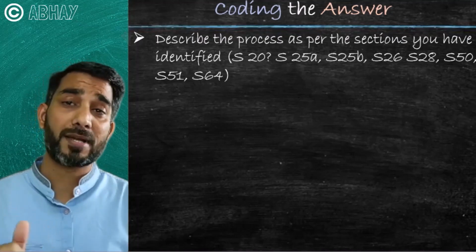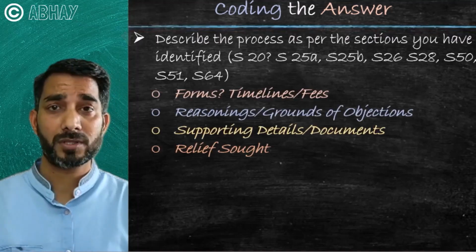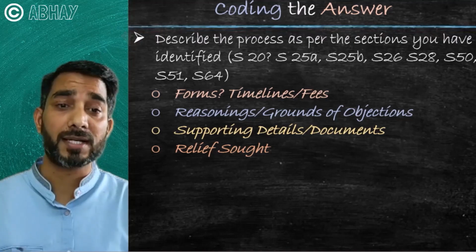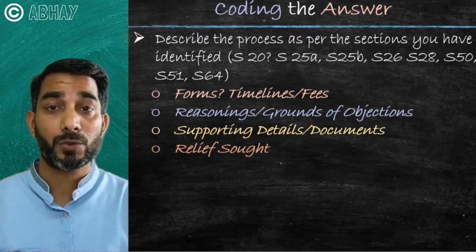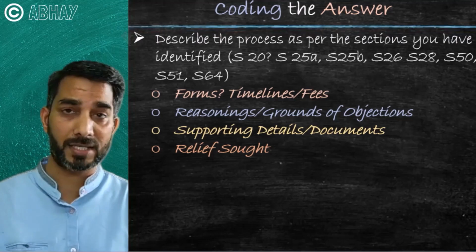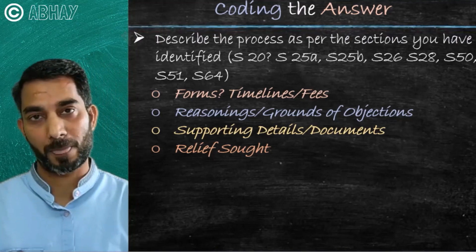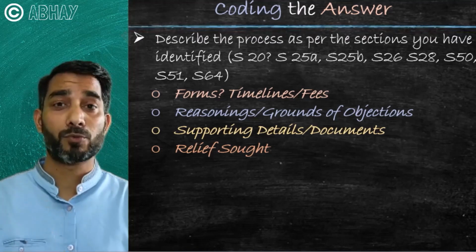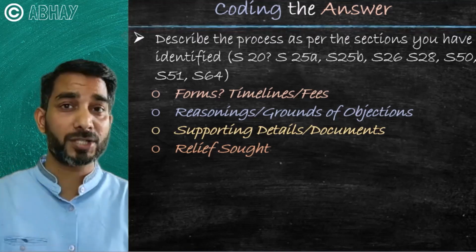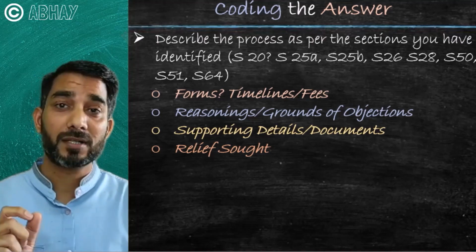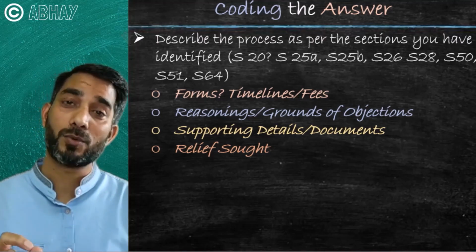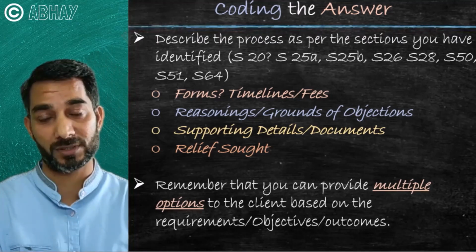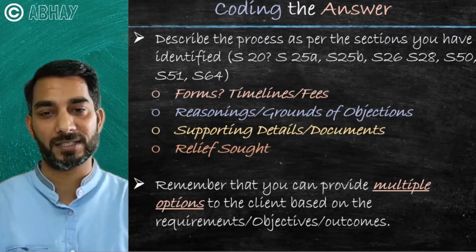So you need to describe the entire process using the forms, timelines, and fees associated with it. You need to provide the reasons and grounds for the objections that you have. You also need to provide supporting documents and details and what is the relief that is sought, right? And remember, there could be situations where you can provide multiple options to the client. So read the objective clearly to understand if you can use one or more of these options and accordingly provide the details around it.